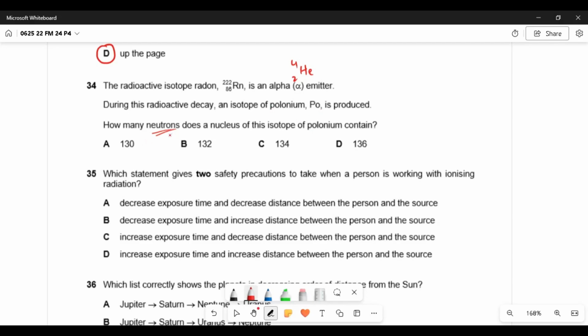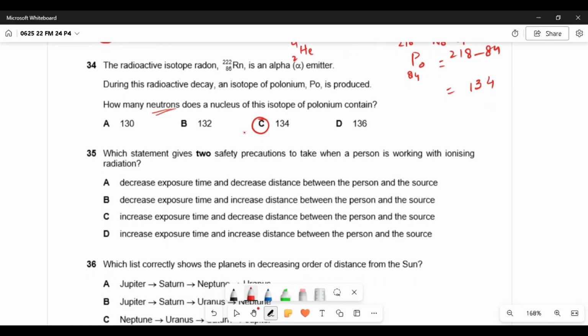Isotope of polonium. How many neutrons? Sorry, my mistake. How many neutrons? So when this alpha is emitted, the polonium will have 86 minus 2, 84 protons, and mass number 218 because 222 minus 4 is 218. So the number of neutrons can be obtained by 218 minus 84. This will give us the number of neutrons, that is 134. This is option C.